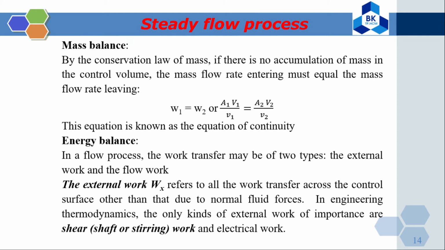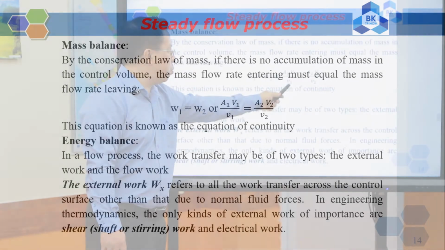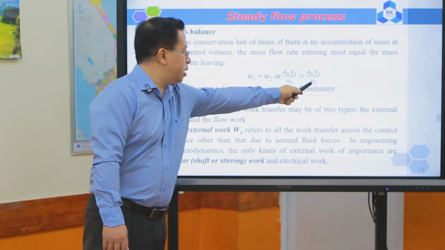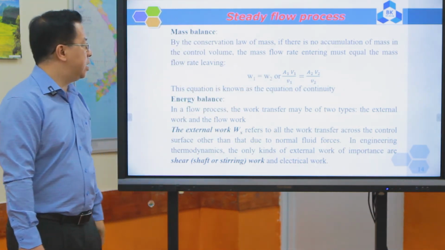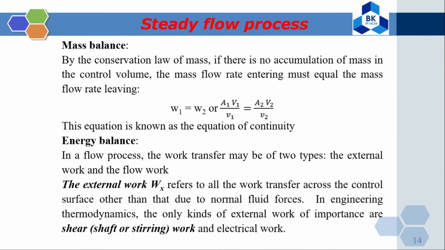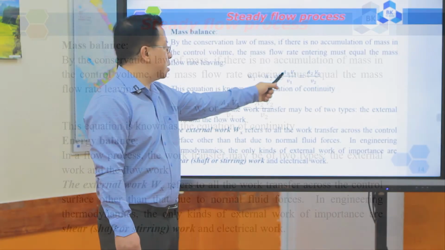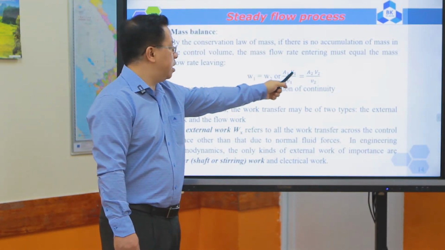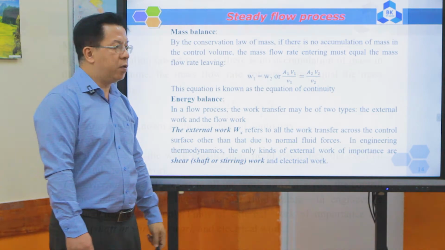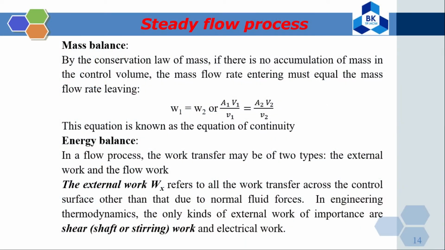So we have W1 equal to W2, or A1 V1 divided by v1 equal to A2 V2 divided by v2. As you know, A here is the cross-sectional area, V is velocity, and small v is the specific volume. This equation is known as the equation of continuity. That is the mass balance.